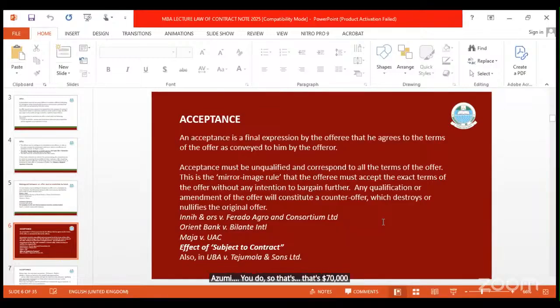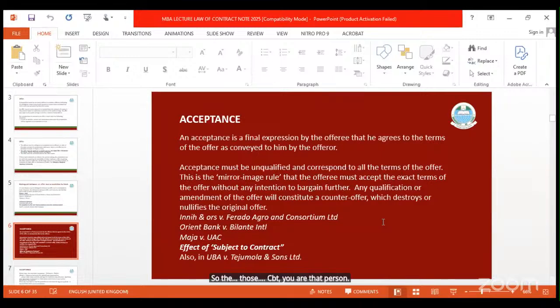So, assuming you don't accept that 70,000. You say, "Oh, I'll give you 60 or 65." And the man did not reply to you. Instead, he sold that item to somebody. There's no breach of contract, because by changing the price from 70 to 65, you have altered it. And the meaning of that is that the offer that had the price of 70,000 has been destroyed. It's no more existing. So there's no contract between you and that person.